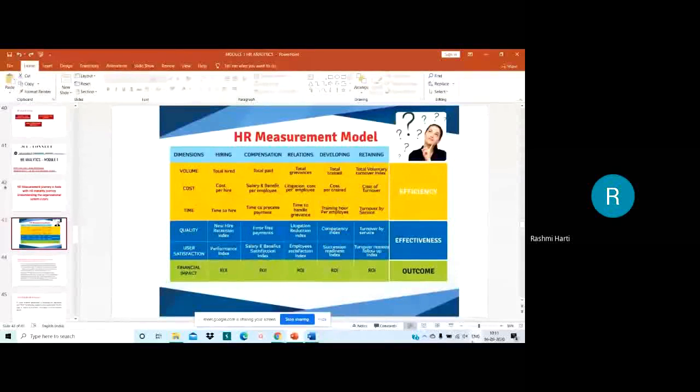Okay, so these are all the things which the HR sees while hiring a candidate. So when you speak about the quality of hiring, you should see to it that you hire such people who stay in an organization for a longer period of time. That's what we say new hire retention index.